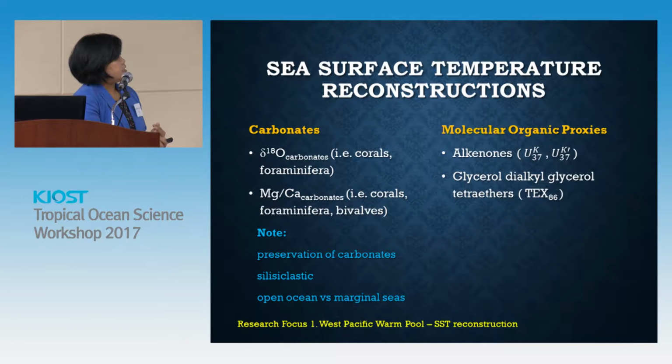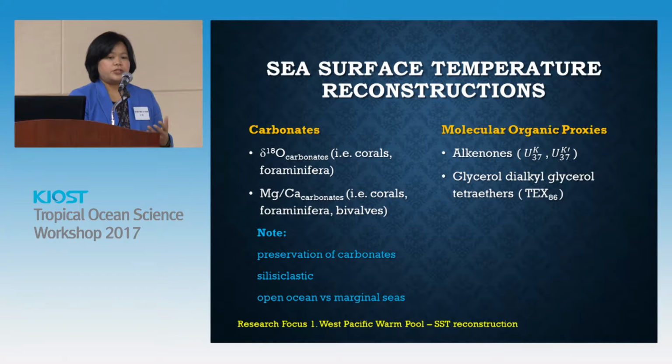One that I'm working on is molecular organic proxies using alkenone or TEX 86. This is very important because it is based on organic matter, if the carbonates are not well preserved, or if you have siliciclastic material, and if you want to compare open ocean versus marginal seas.